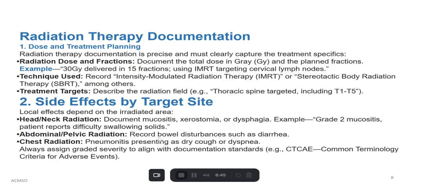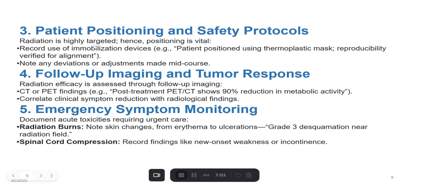Abdominal/pelvic radiation, record bowel disturbances such as diarrhea. Chest radiation, pneumonitis presenting as dry cough or dyspnea. Always assign graded severity to align with documentation standards. For example, CTCAE, Common Terminology Criteria for Adverse Events.